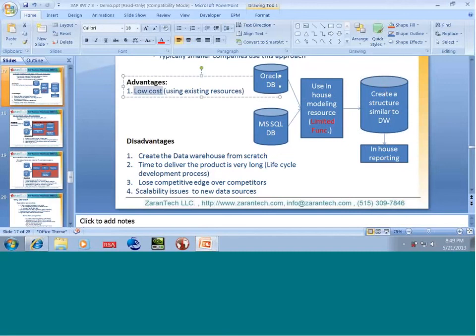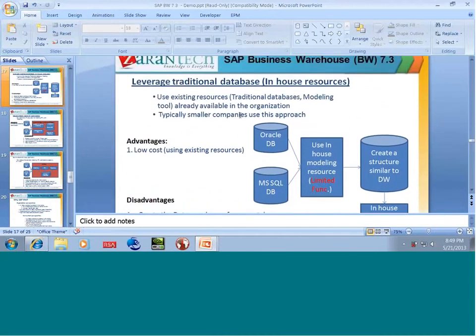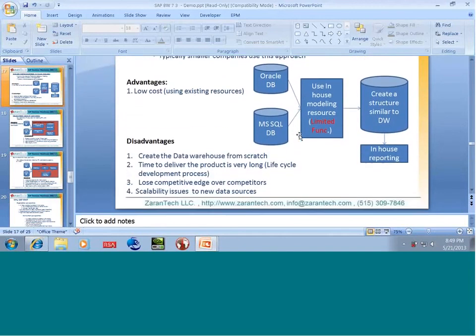So initially it might sound cost effective, but if you look at it from a return on investment standpoint, it is actually one of the least preferred options. So this is the category of leveraging the traditional database or in-house resources for data warehousing. We have seen the advantages and disadvantages.